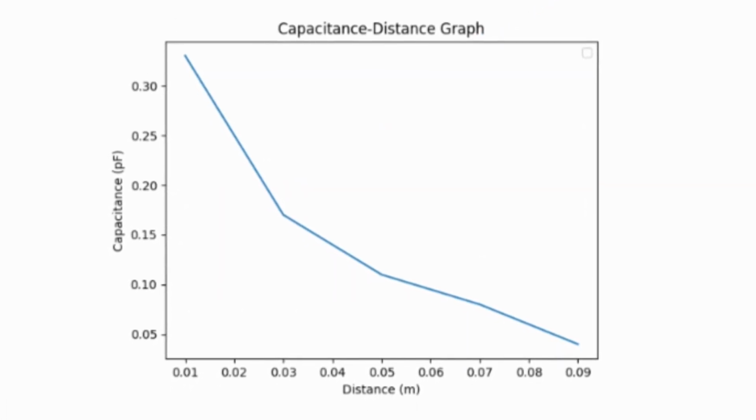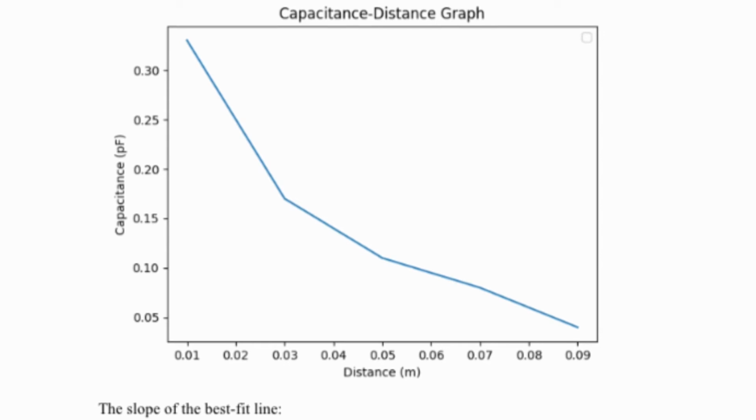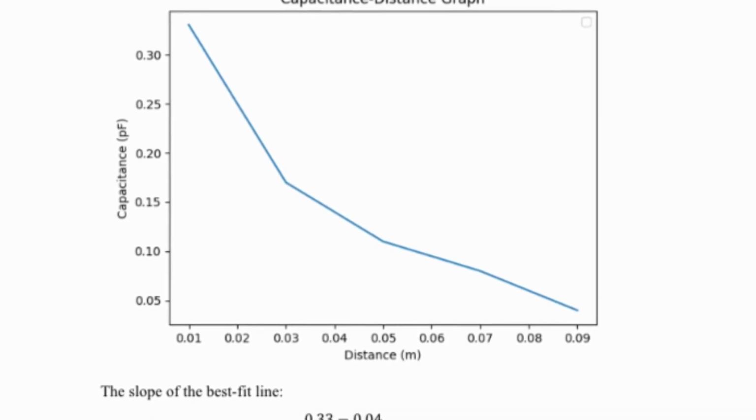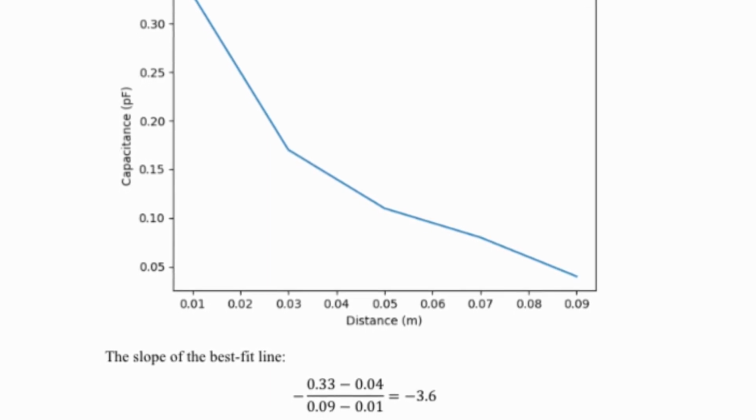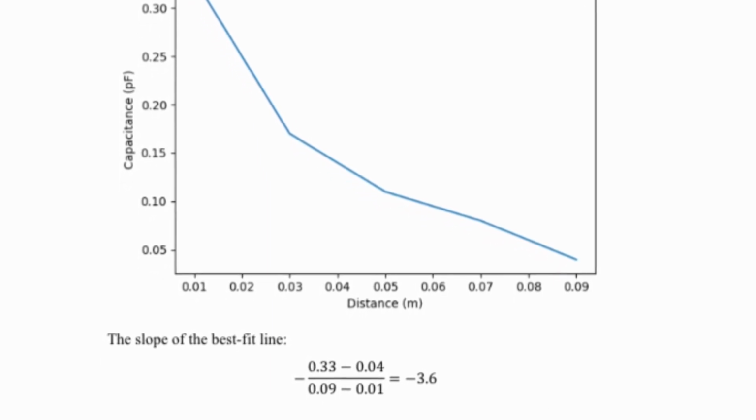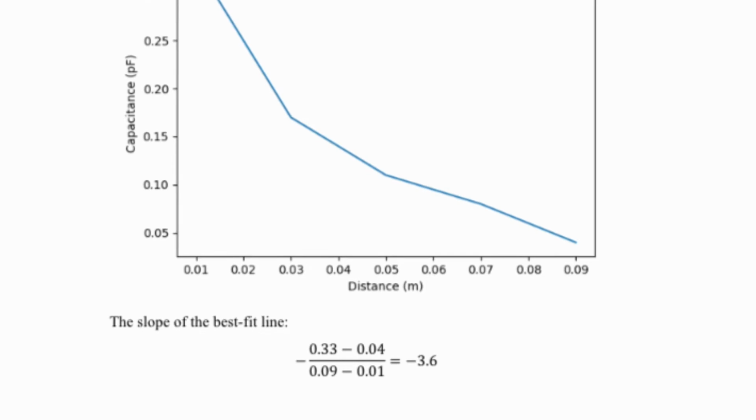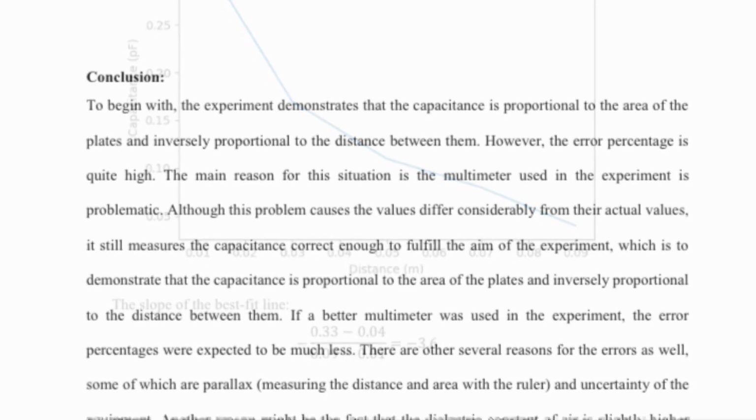And this is the graph of the second part of the experiment, the capacitance-distance graph. We calculated its slope as minus 3.6. The slope is negative because the capacitance is inversely proportional to the distance between the plates.